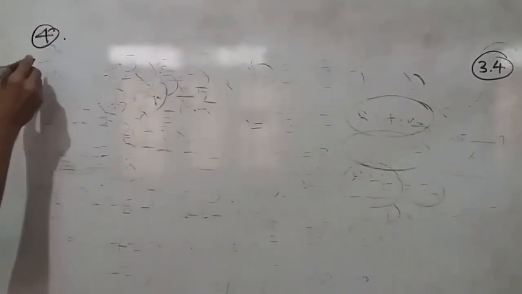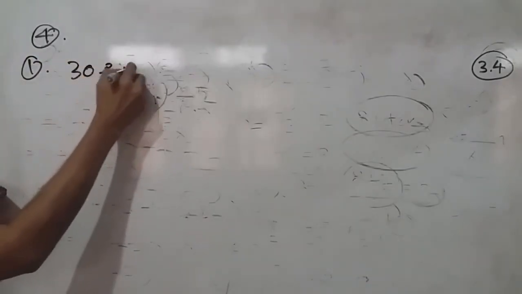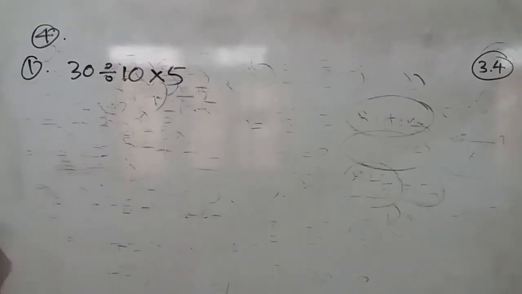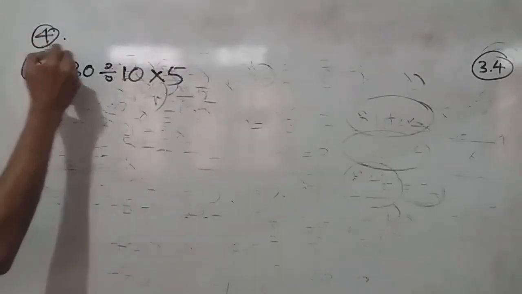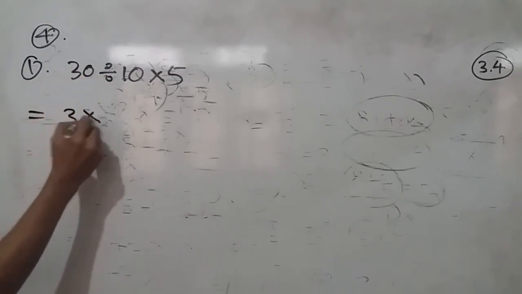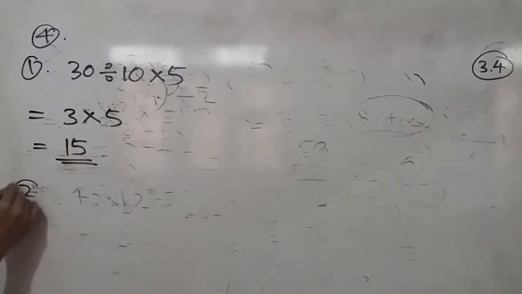Simplify the following expressions, right? Question number 4. Part 1. 30 divided by 10 multiplied by 5. Right? So we have to start from the left, work our way to the right. 30 divided by 10, that is a 3. 3 times 5. So here the answer is what? 15.